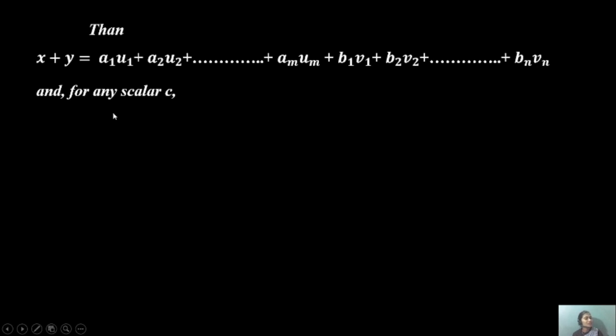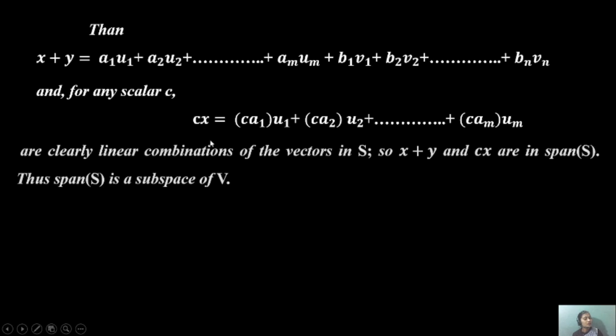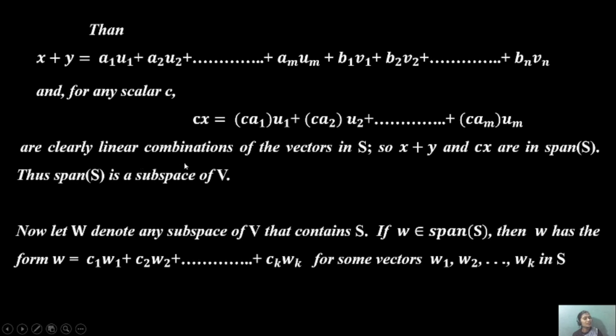For any scalar c, c times x equals ca1u1 plus ca2u2 plus ... plus camum. The same holds for y. These are clearly linear combinations of the vectors in S, so x plus y and cx are in the span of S. Thus the span of S is a subspace of V. It is considered in the form of addition x plus y, or multiplication of c with x or y; any value will be obtained.